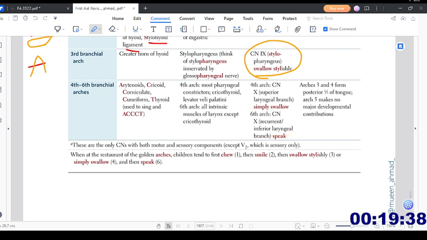Arch 3 and 4 form the posterior one third of the tongue, and arch 5 makes no major developmental contribution, so we don't talk about that whenever we talk about the arches. So it is like 1, 2, 3, 4, and then 6.